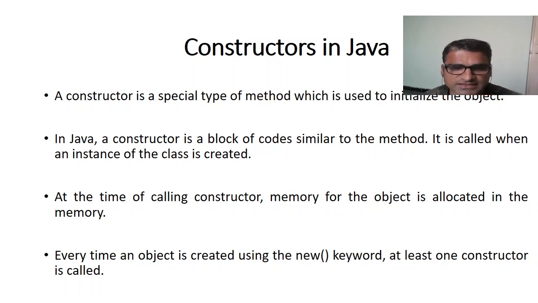So in Java, a constructor is a block of code similar to a method. It is called when an instance of a class is created. So once again, as I told earlier, in order to create a constructor, first we need to create a class. So constructor is a part of a class. So before creating a constructor, it is always important that we need to create a class, and the constructor name should be same as the class name.